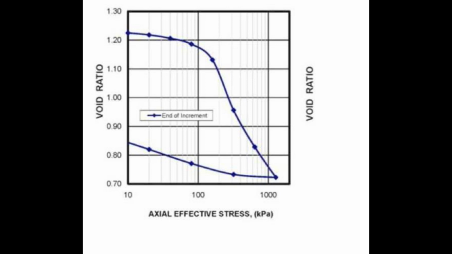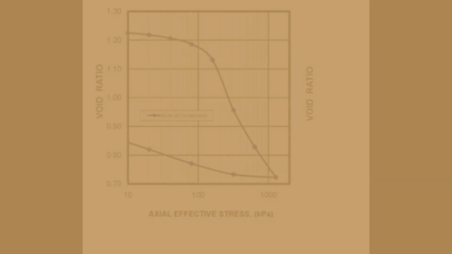The plot shown here is similar to the one we will produce for our test specimen. Void ratio as a function of log of axial stress or log pressure. We must first define the term void ratio. The void ratio is the volume of the voids relative to the volume of solid particles. Each point on the plot represents the end of a loading increment, and the previous load's corresponding void ratio for the sample. The higher the axial stress on the sample, the lower the void ratio.